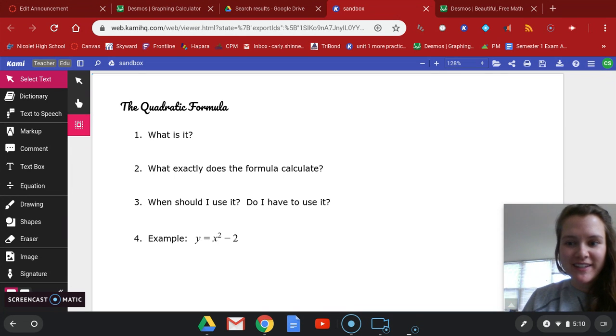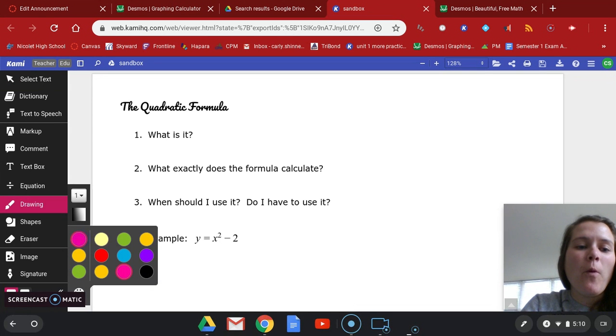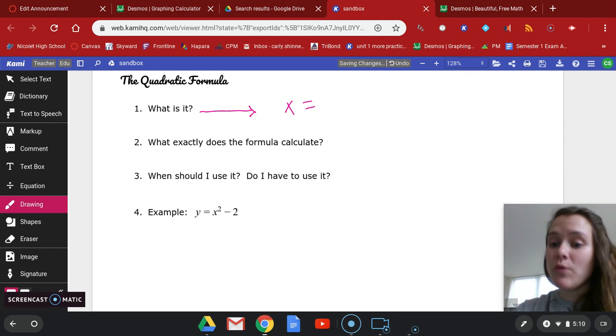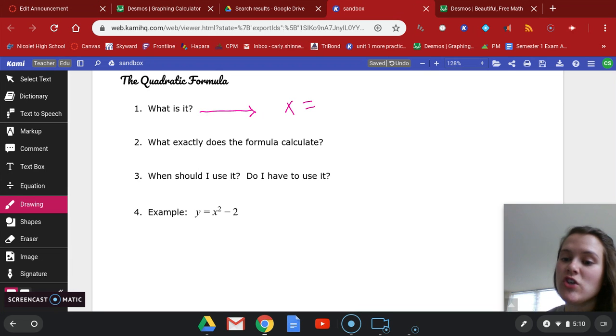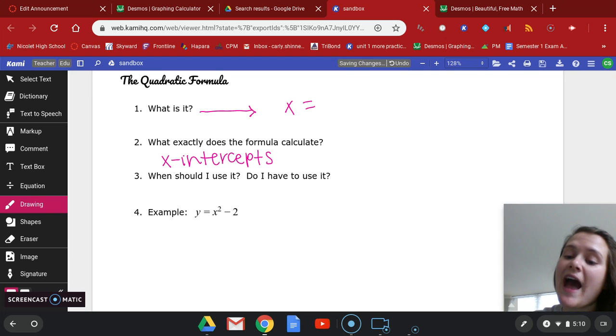Today I'm hoping to answer the age-old question, what the heck is the quadratic formula and how do I use it? All right, so let's first recall what this long, scary-looking formula is. It looks like this. So x equals... always remember what we're solving for. We're solving for our x-intercepts. That is what this magic formula is solving. It's giving you the x-intercepts of your quadratic.